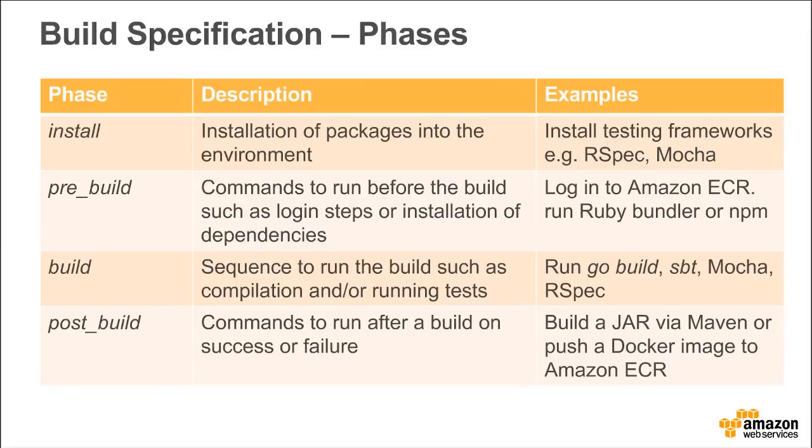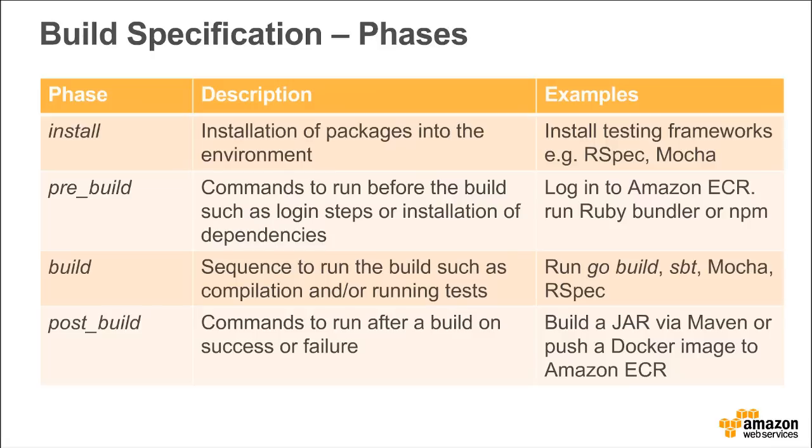And CodeBuild uses basically a little YAML configuration file to describe the different activities it needs to undertake to build your code. There are 4 different phases to a build within CodeBuild: an install phase, a pre-build phase, a build phase, and a post-build phase. In our install phase, we might do things like install testing frameworks. Maybe we're using Ruby and we install RSpec, or JavaScript and we install Mocha.